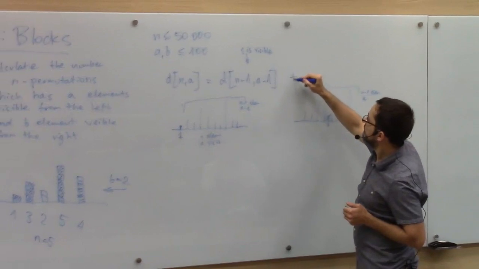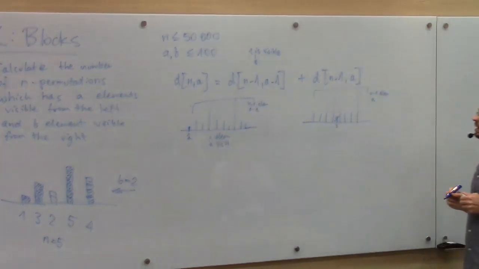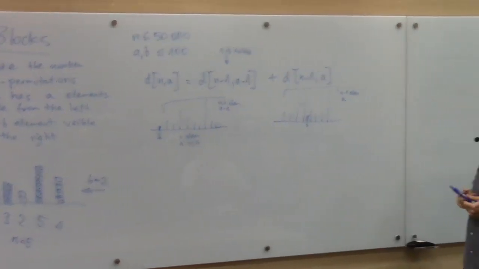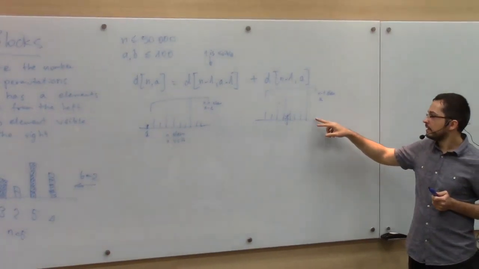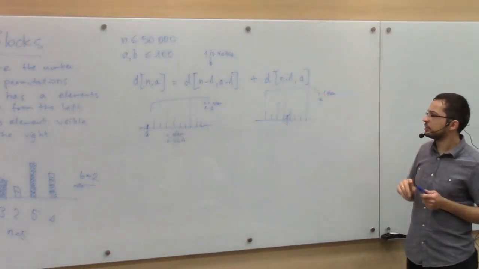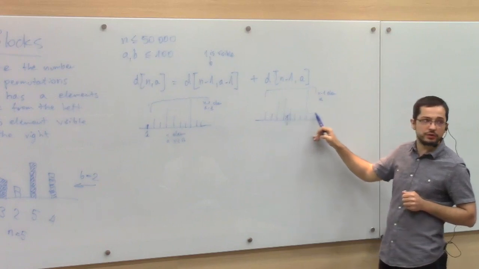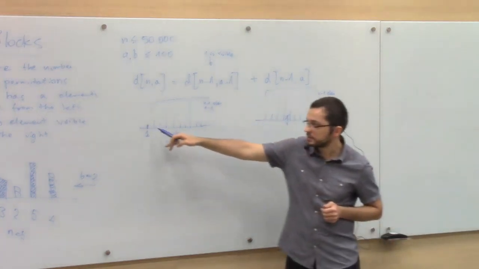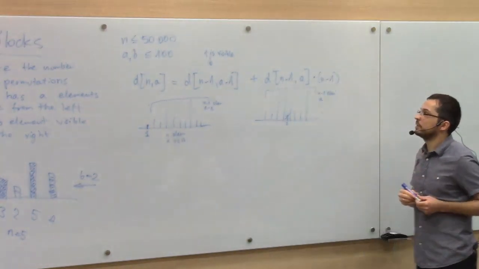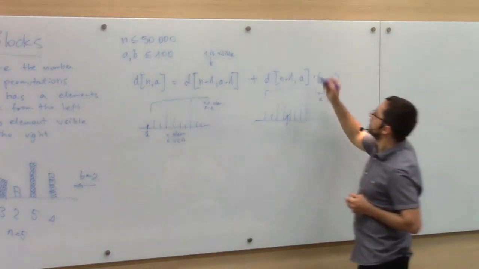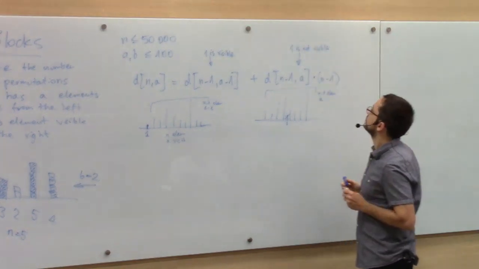So once again, this is the count for n-1 and A, and we have to multiply it by the number of places where 1 could be put in this smaller permutation. This smaller permutation has n-1 elements, and 1 can be put after each of them. It cannot be put in front, because there we would get the previous case. So we have n-1 positions for 1. So this is the case when 1 is not visible.